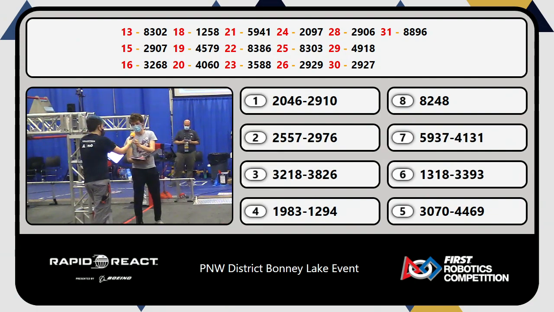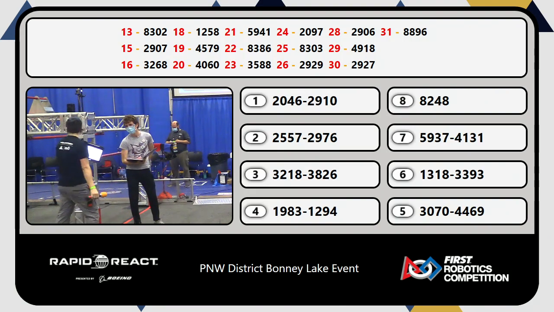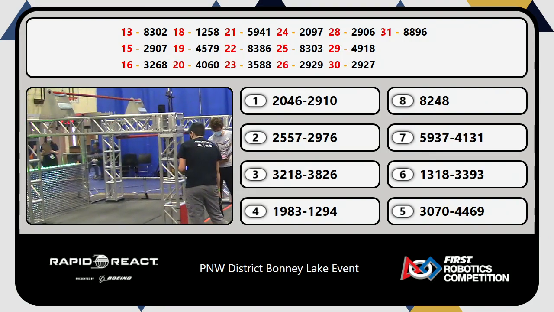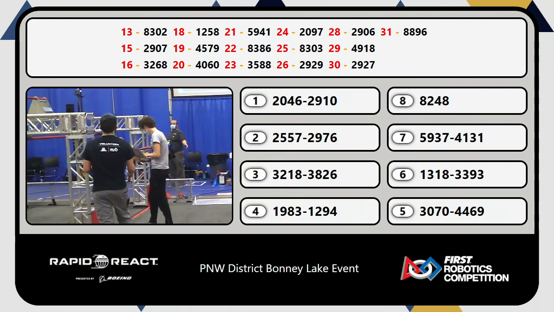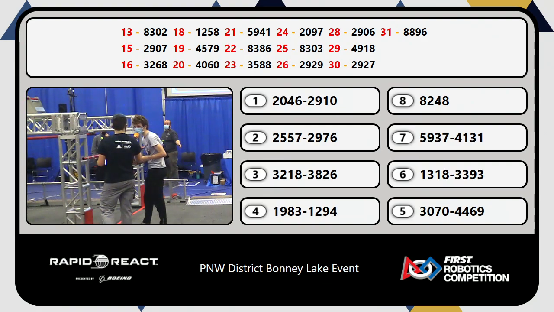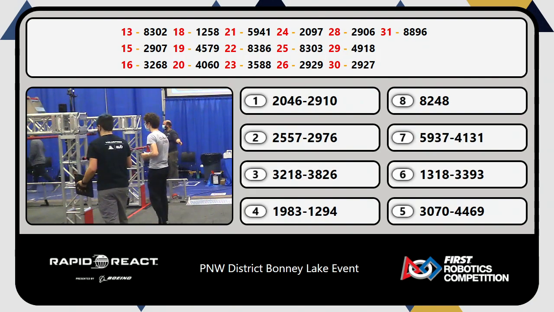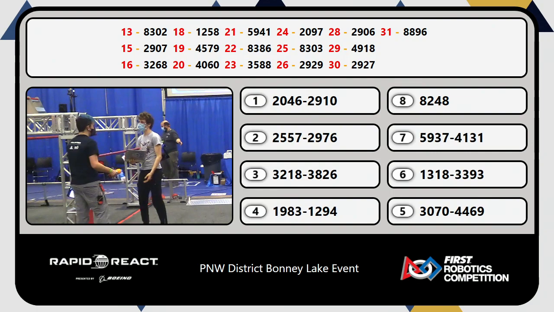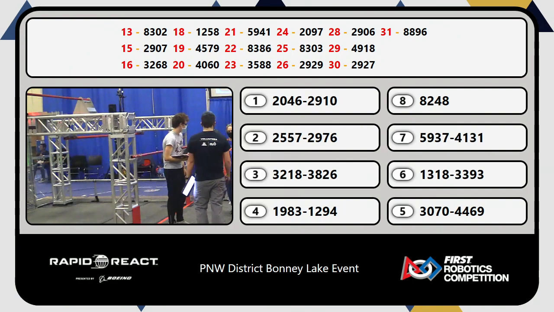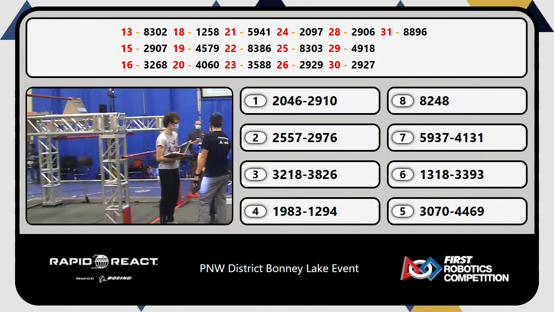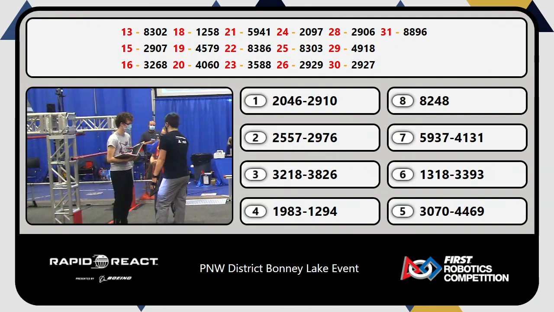You ready? Team 8248 would like to graciously invite Team 2907 to our alliance. Team 2907, please come to the field. Evan, can we confirm, is that 2907 or 2097? 2907. Team 2907 is Lion Robotics from Auburn Mountain View High School. Team 2907 would like to accept your gracious offer. All right, we'll give them a minute to discuss.